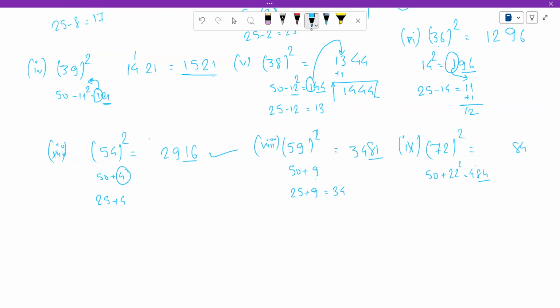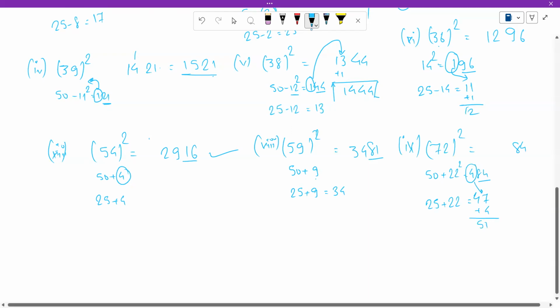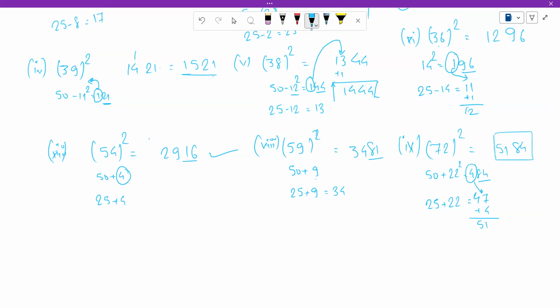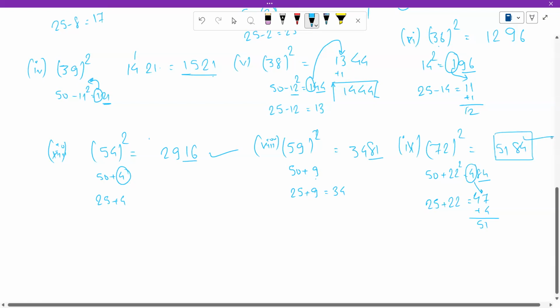84 will come. And this 4 will carry over. Since it is 22 more than 50, I'll do 25 plus 22, which is 47. Now this 47 and this 4 that carried over, so it will be 51. So the answer will be 5184. You can do the calculations. The answer will come the same.